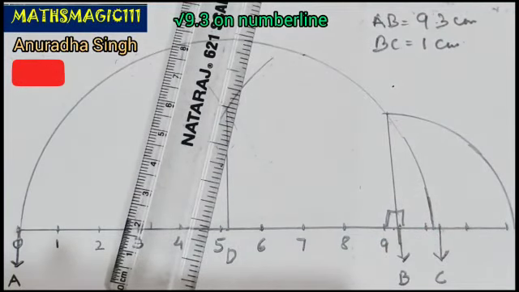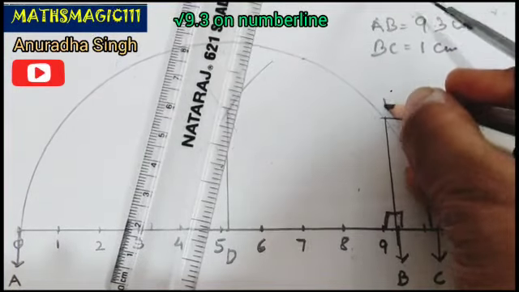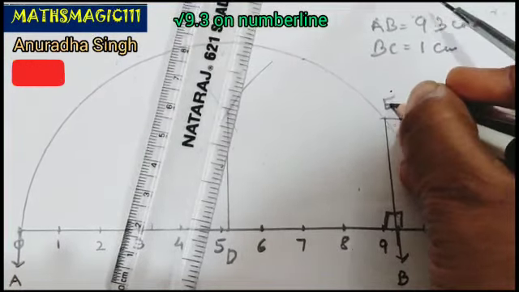Now you can see, if this is suppose E and this is suppose F, then BF is equal to BE is equal to root 9.3. It will be value of root 9.3. You can draw the value of root 9.3 in this manner.